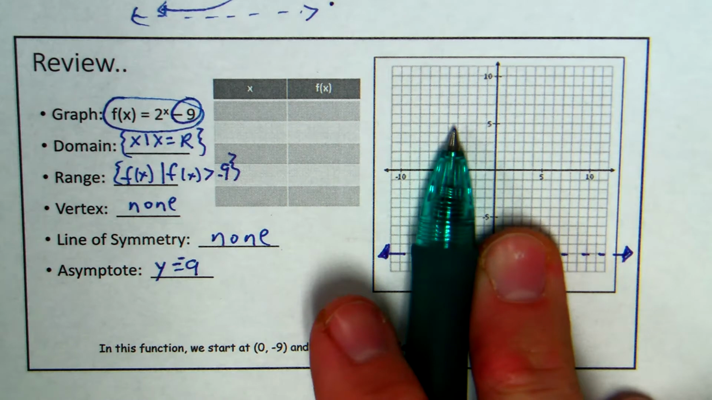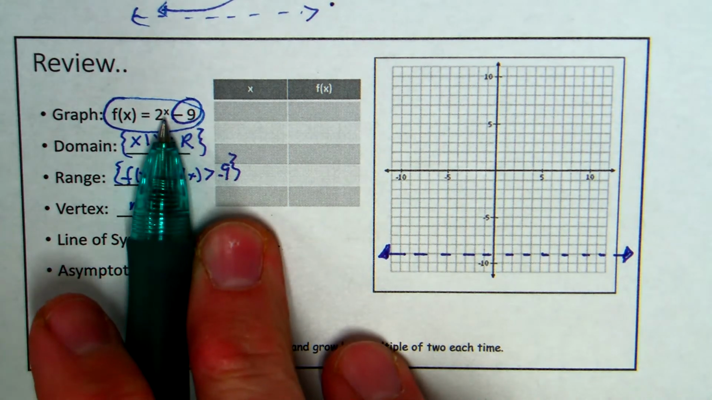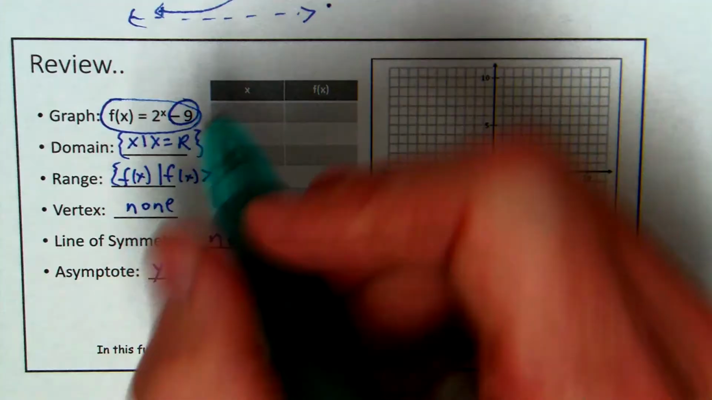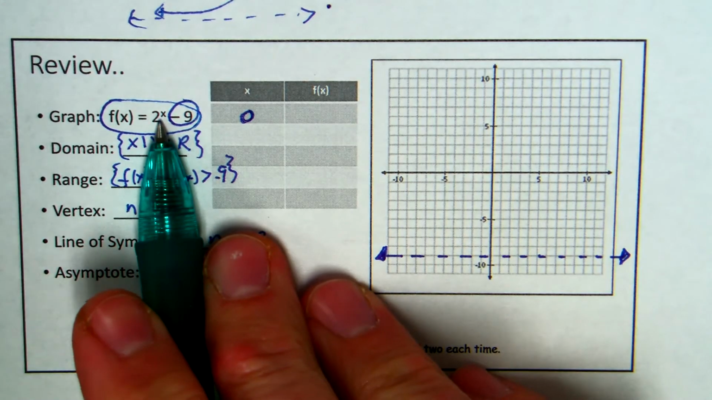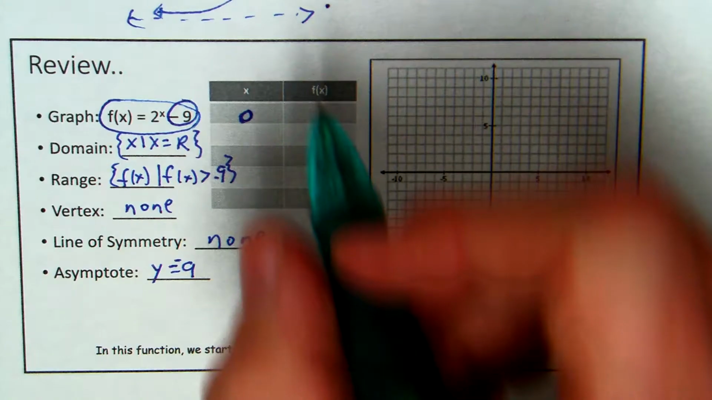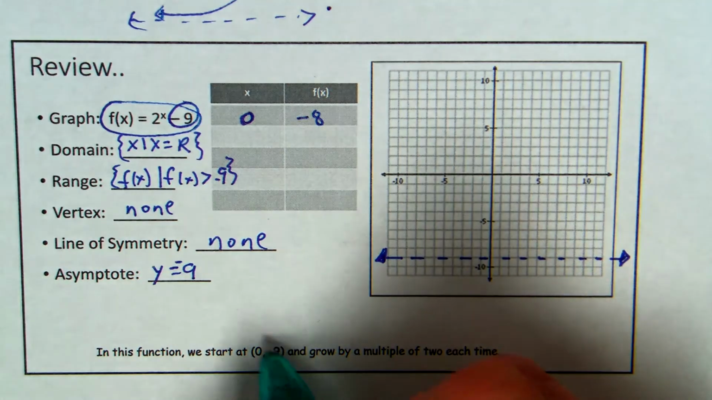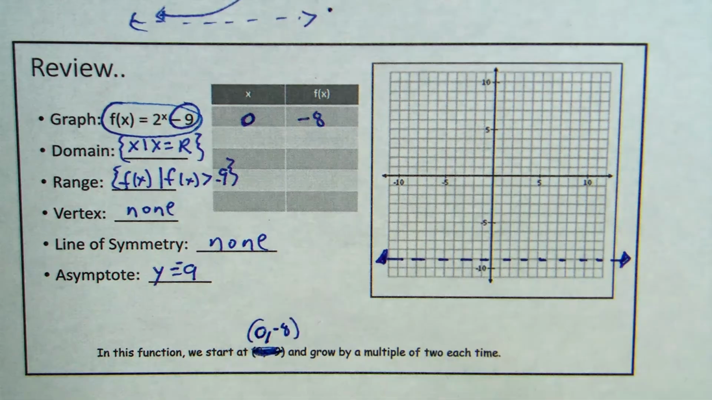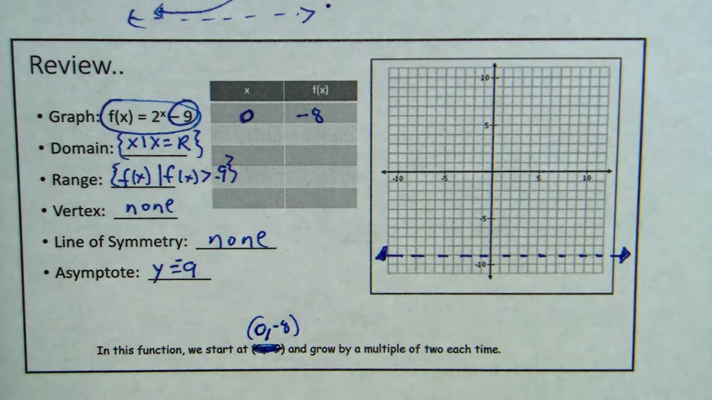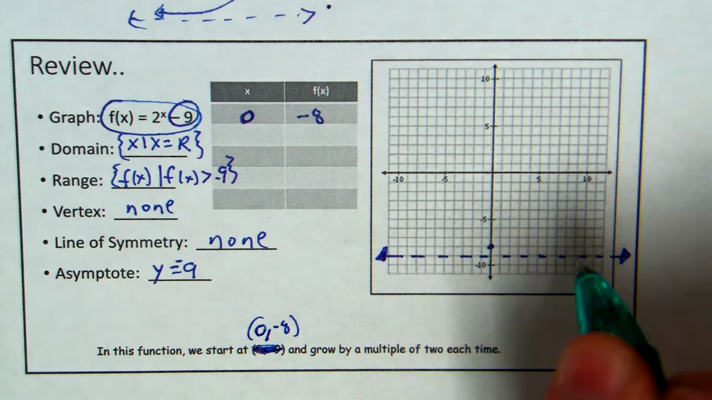The next step I'm going to look at is what values of x to plug in order to get my solution. Since x is by itself as an exponent and there's nothing added onto it or subtracted from it, I always start with 0. 2 to the 0 power would make this a 1. Minus 9 is -8. So 0, -8 is what I'm going to consider to be the starting point for this function. 0, -8.